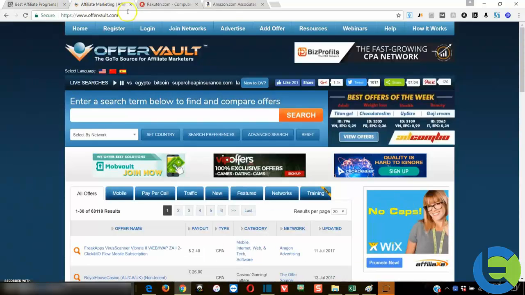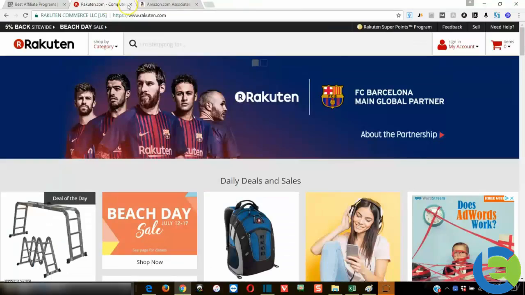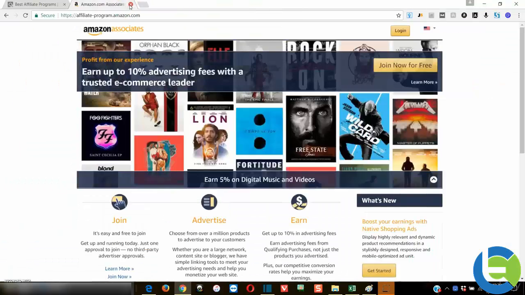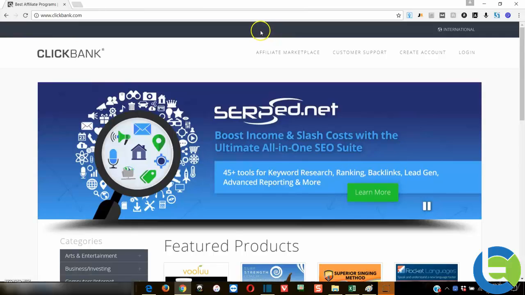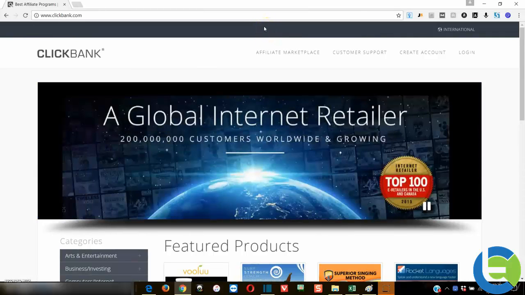I use those myself. But just to kind of hop into it, we're going to X out of all these other ones. Like I said, Offer Vault's a great one. Rakuten's a great one. Amazon Associates is a great one. But ClickBank's probably one of the best.